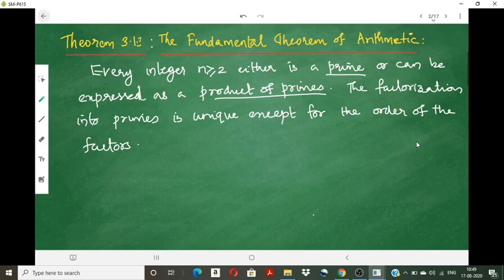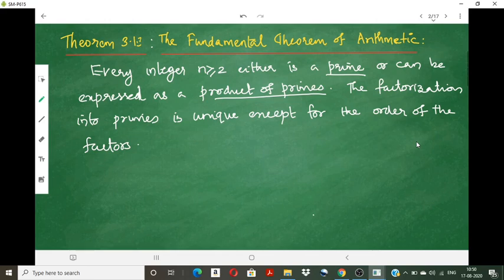The factorization into primes is unique except for the order of the factors. That means the order can be in any order, so the factorization is unique. Here we have to prove two things. First, any positive integer greater than or equal to 2 is either a prime or can be written as a product of primes. And second, this expression as a product of primes is unique. Only in a unique way can we express this.